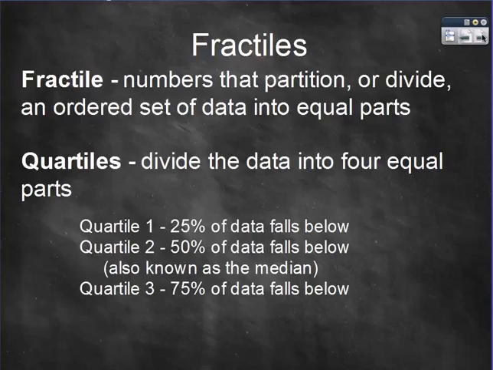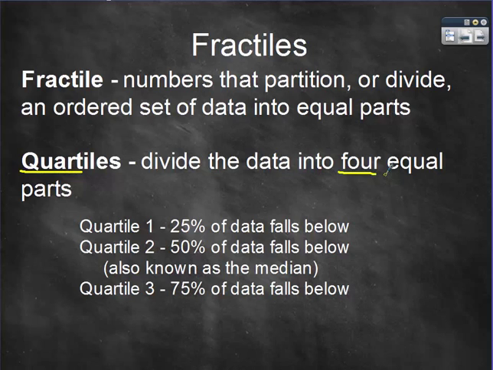So the first piece of information we have with measures of position is what are called fractiles. Fractiles are simply numbers that partition or divide an ordered set of data into equal parts. Now, there are many types of different fractiles, which we'll be getting into here at the end. But the most important one in statistics is what are known as quartiles. Quartiles divide the data into 4 equal parts, which if you think about it, quarter and 4 go together because there are 4 quarters in a dollar, so therefore 4 equal parts.